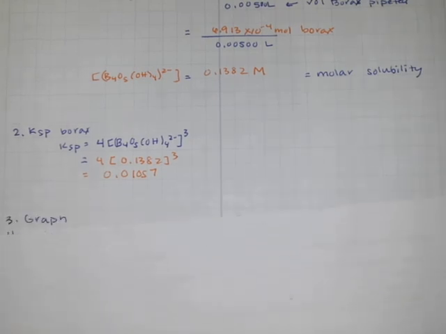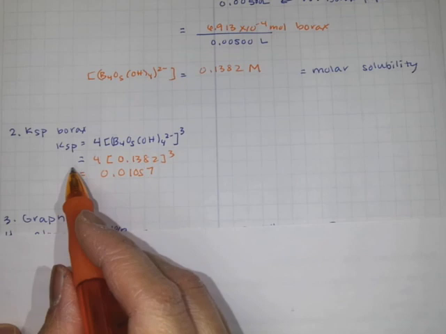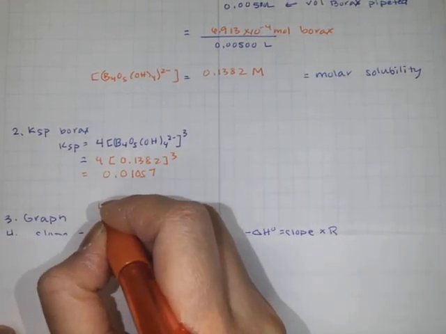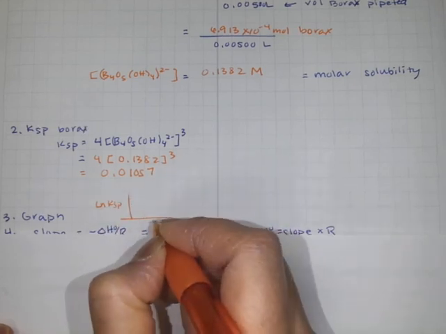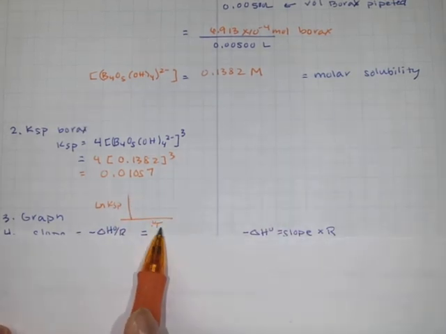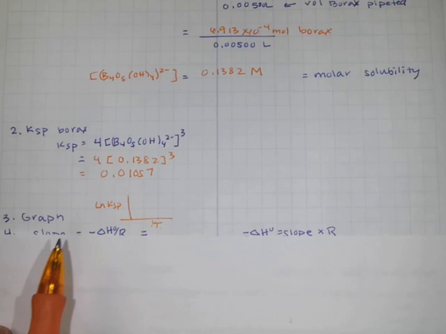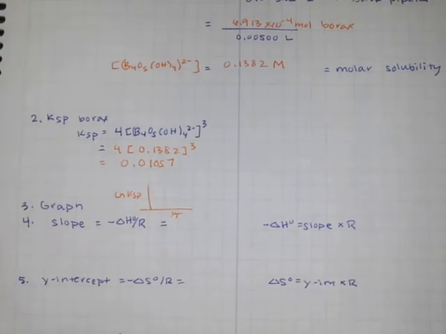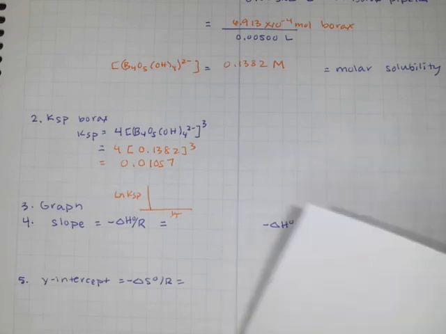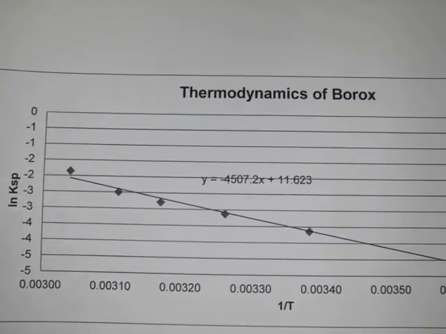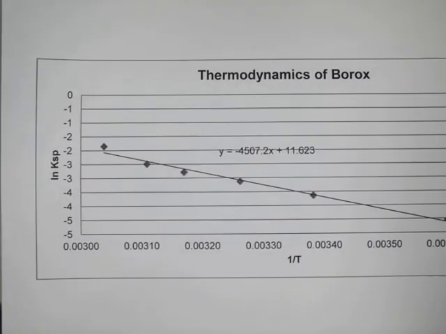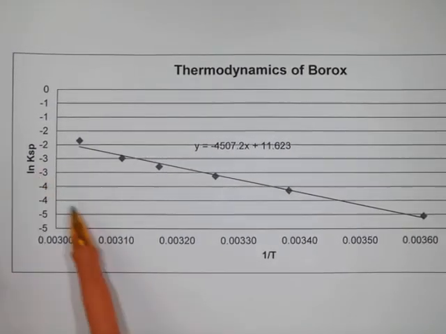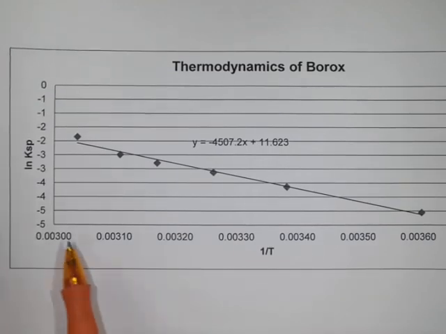To do your graph, you're going to take the natural log of all those. Your graph will be natural log of Ksp versus 1 over T. So you need to convert all of your temperatures to Kelvin, do the natural log, and then do the graph. And you're going to get a slope of your graph. Here is the graph, and I'll do another video to help you out with the spreadsheet and the graphing. It can also calculate the natural log and temperature for you if you want.